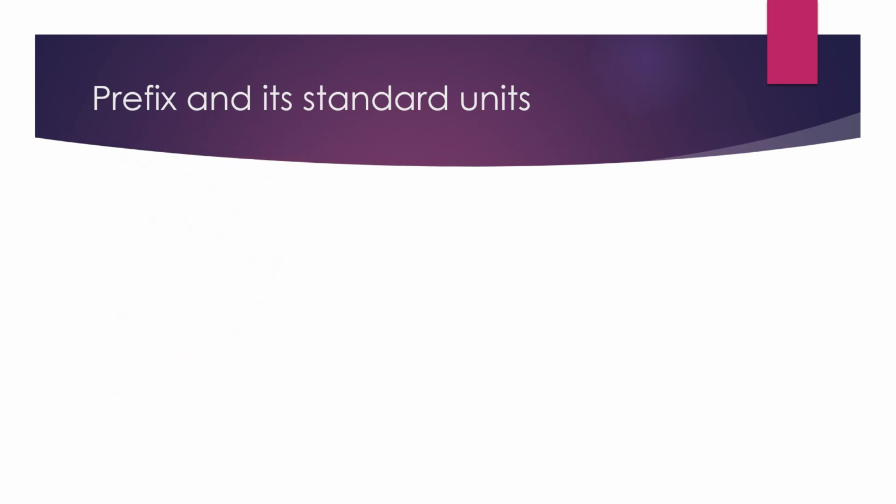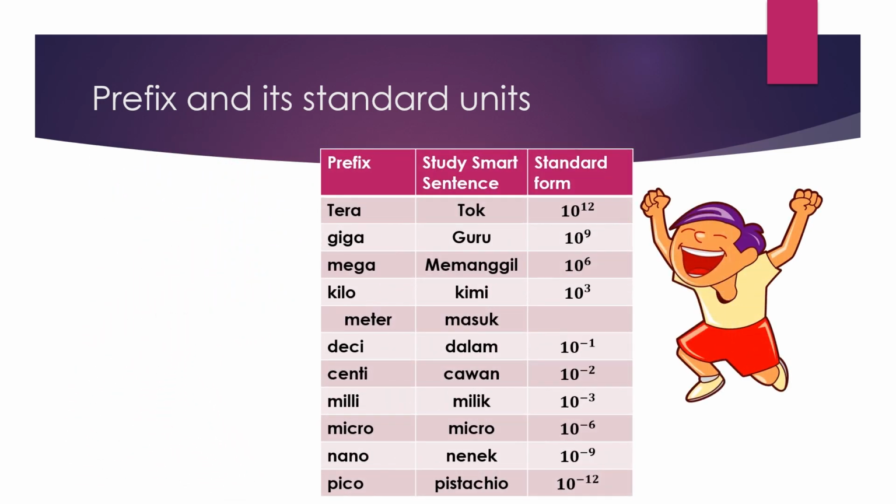Here is the study smart sentence that I already made for you. The sentence goes: Tok Guru memanggil Kimi masuk dalam cawan milik mikro nene pistachio. The starting letter of each word represents the initial of each prefix. For example, the T in Tok refers to tera, while the G in Guru represents giga. Once you memorize the order of the prefixes, make sure you remember their standard form as well.